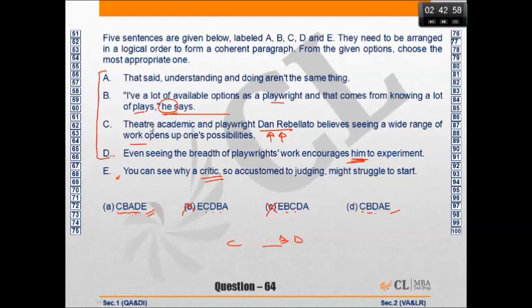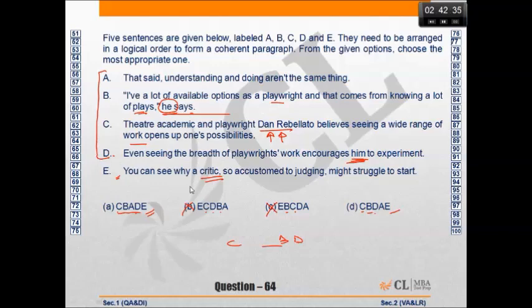CB is the same in both the cases. Theatre academic playwright Dan believes in seeing a wide range of work opens up possibilities. I have lots of available options as a playwright, and that comes from knowing a lot of plays, he says. Then C, B, then we have A. That said, understanding and doing aren't the same thing.